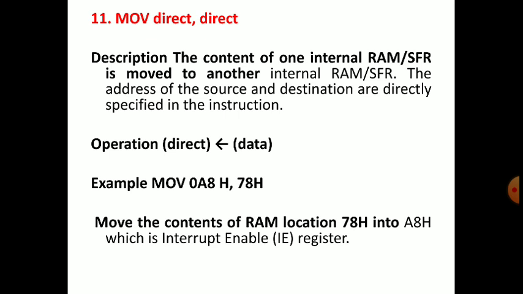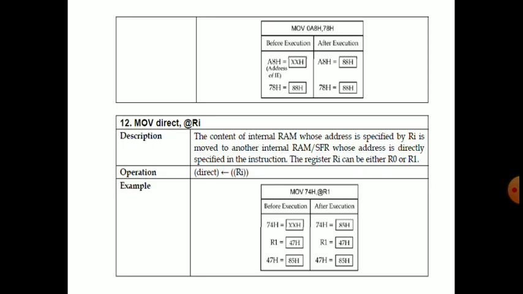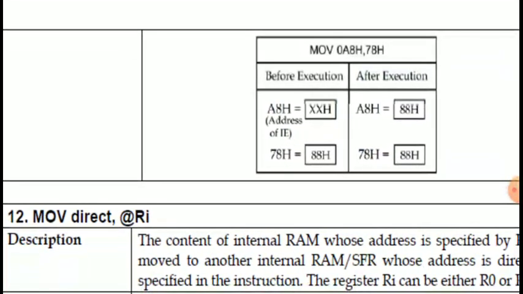So in this example, mov 0A8h, 78h, both are direct addresses. So we move the contents of RAM location 78h into A8h, which is the interrupt enable register. So A8 is the IE register. That is, we can remember, or we can see the table in the first chapter.